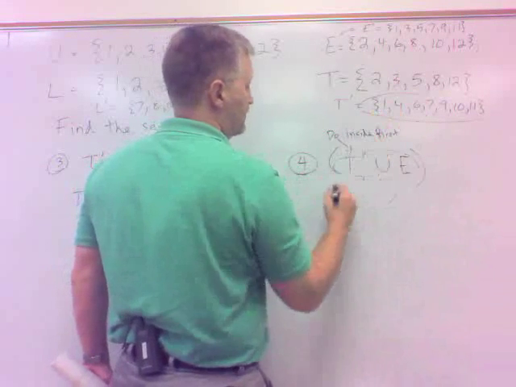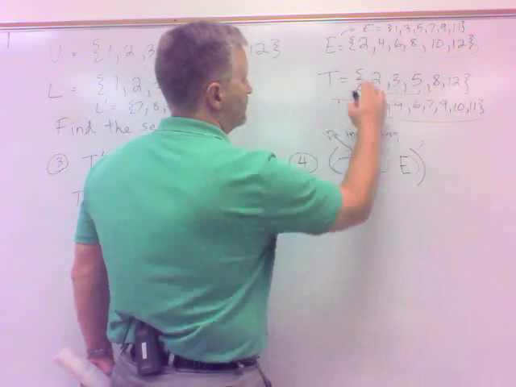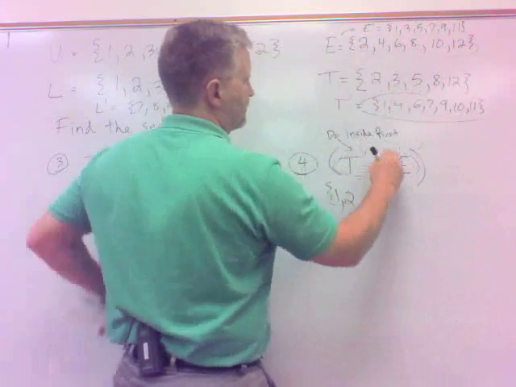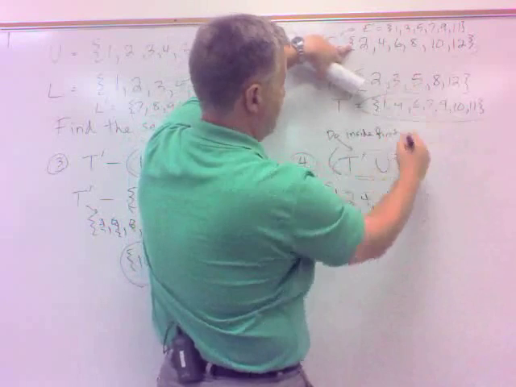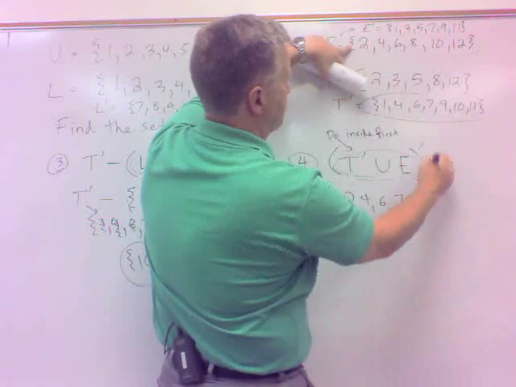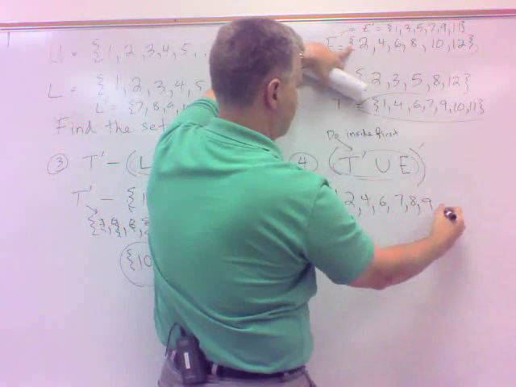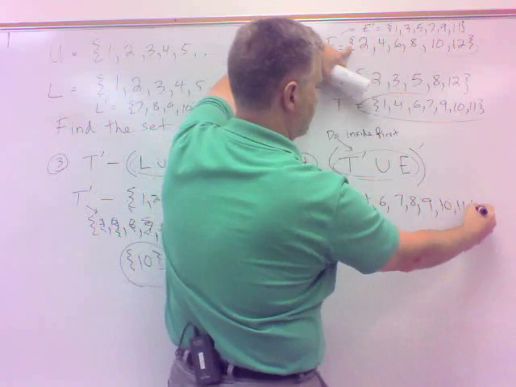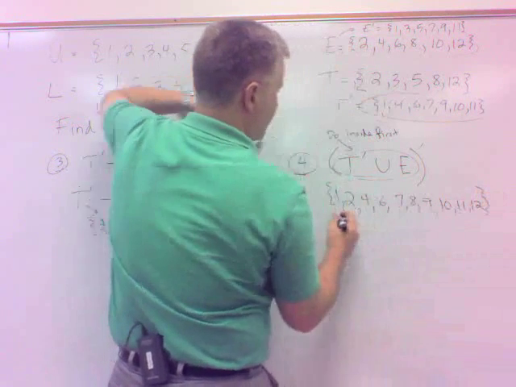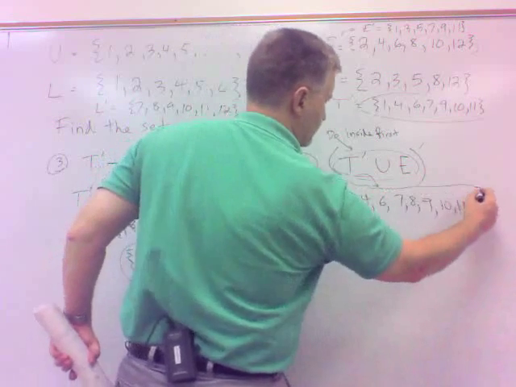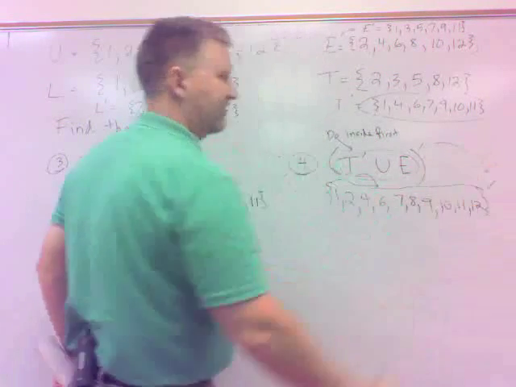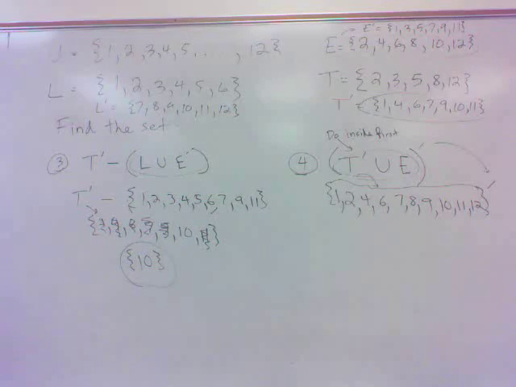So it'd be 1, 2, looking at these two. 1, 2, and 4, 6, 7, 8, 9, 10, 11, and 12. Ooh, a bunch of them. But all of this is just this union here. I still have this complement, you see. What does that mean? Well, that union gives me that, but then I have to complement that.